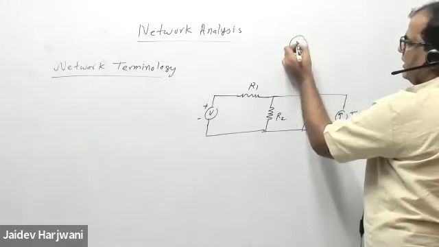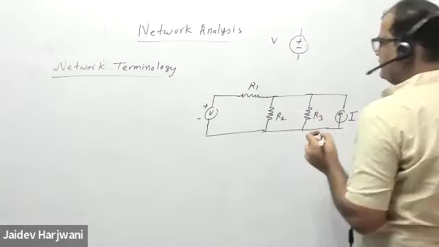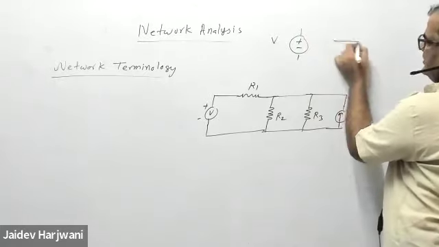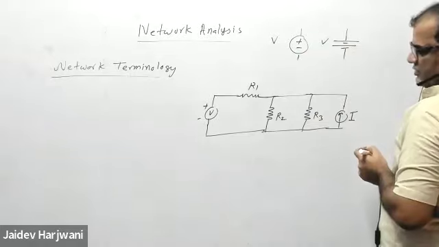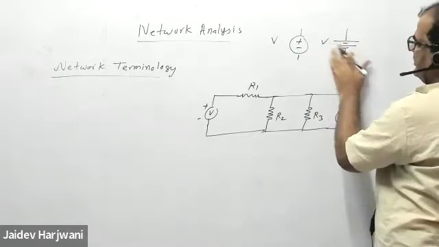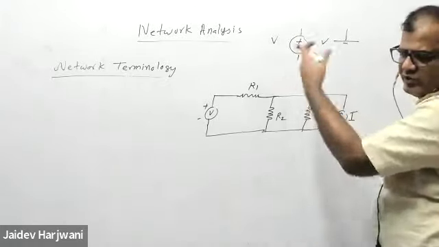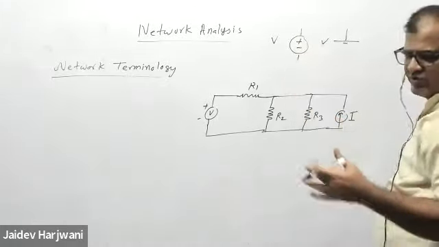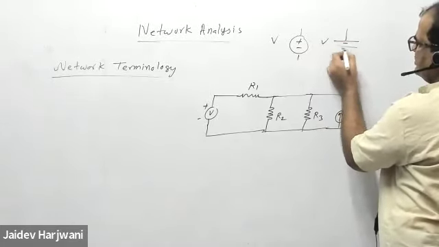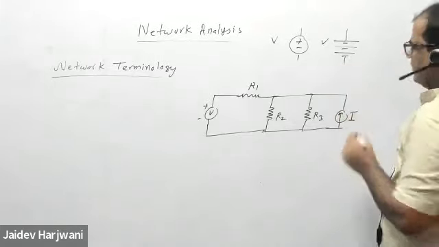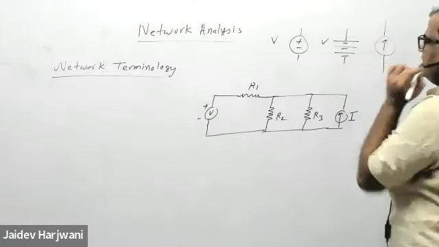This symbol I will be using for a battery, for a voltage source. I can use this symbol for a battery. If you have a larger number of voltage sources, like 1 volt, 2 volt, 3 volt, I can use this one. If you have higher voltages, then sometimes instead of this one, we can use this, which is the battery sign. And this one will be used for your current source.